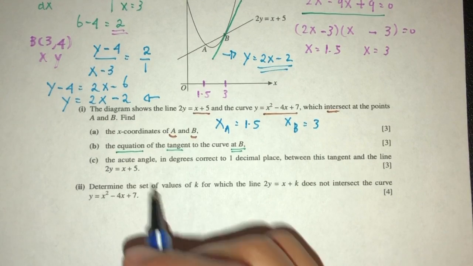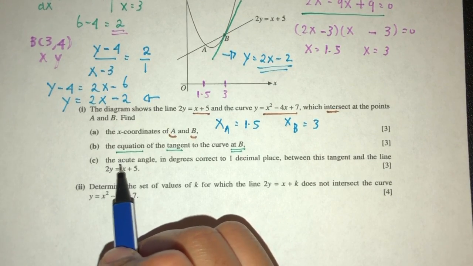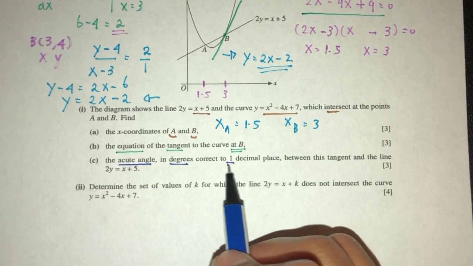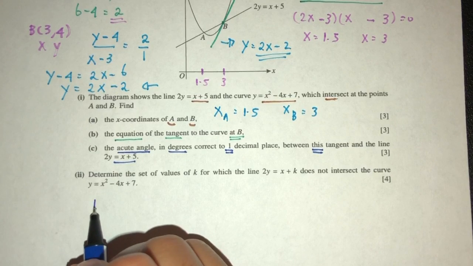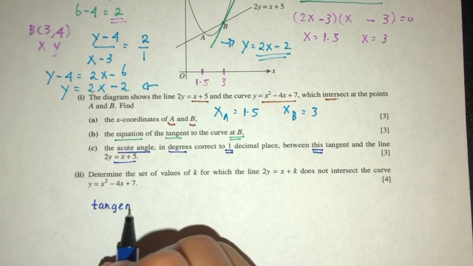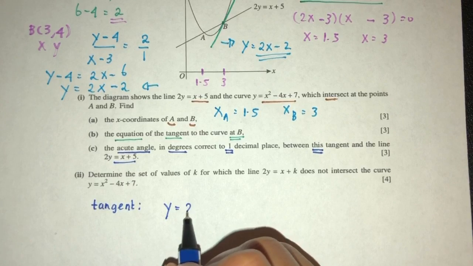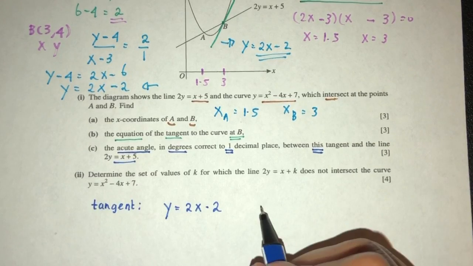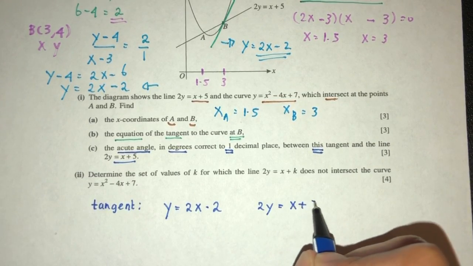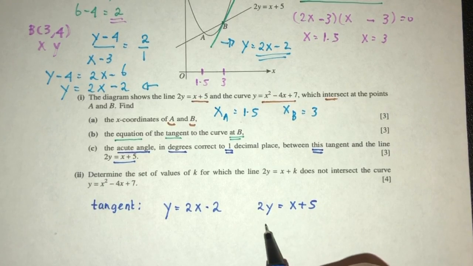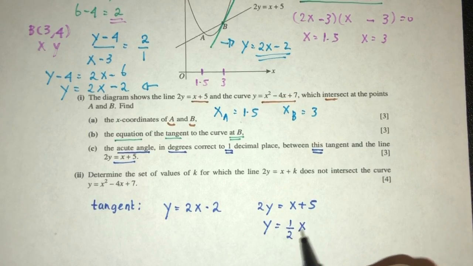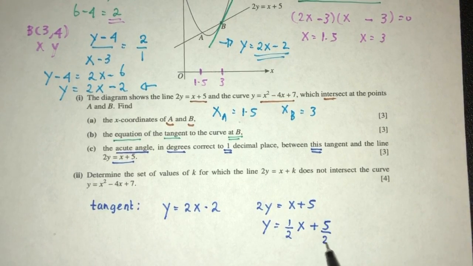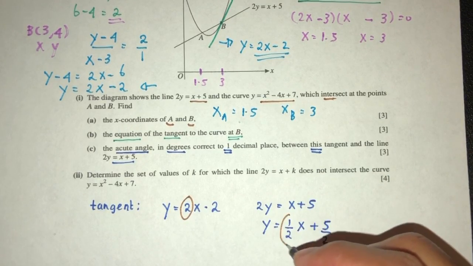Now for part C, we have to find the acute angle in degrees correct to 1 dp between this tangent and the line there. So pretty easy. The tangent was found to be y equal to 2x minus 2, and the line 2y equal to this plus this. So we have to find the gradient for this line. We have to divide by 2, make y the subject. That will be half x plus 5 over 2. Now you can see for this tangent the gradient was 2, and for this line the gradient was half.